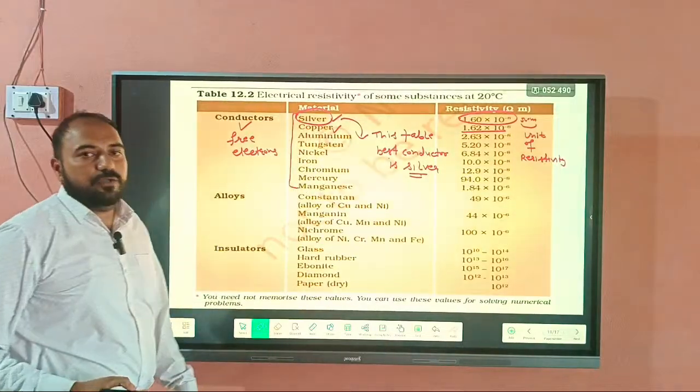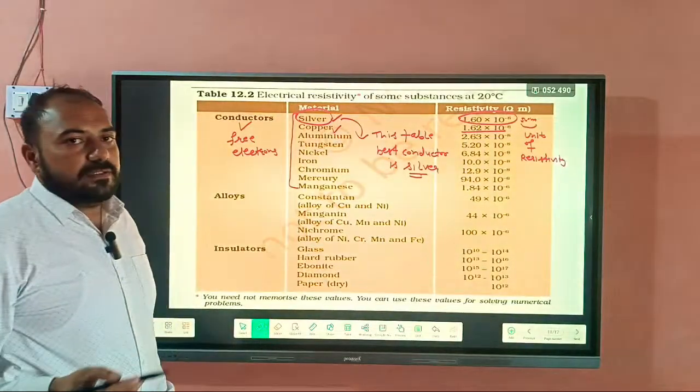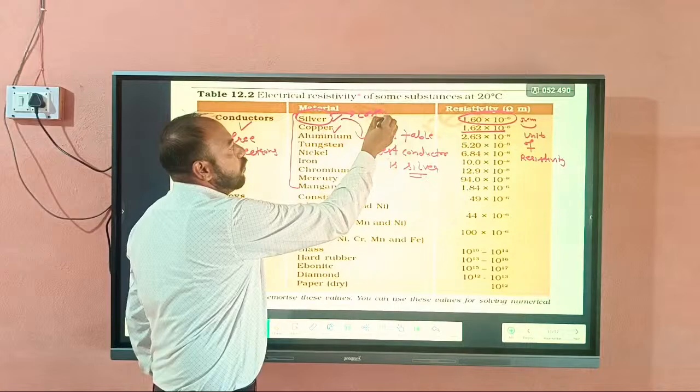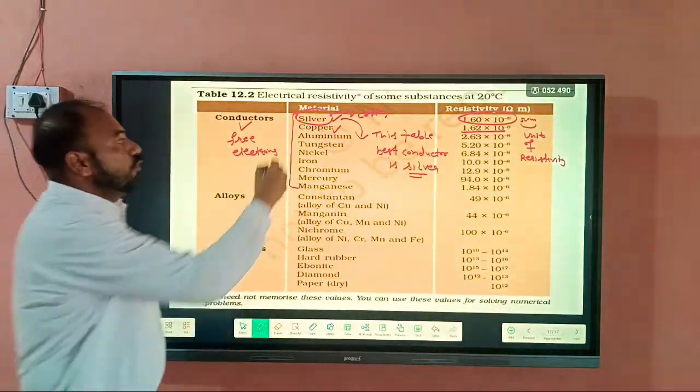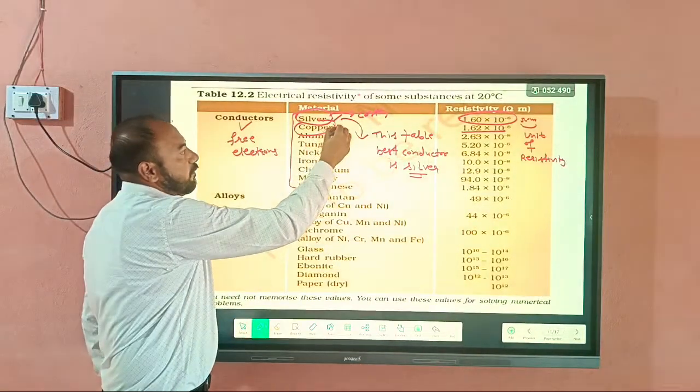So here the question arises, why can we not use silver for wiring? The answer is because silver is costly, so we cannot use silver. Copper is less costly and cheaply available, so we use copper.